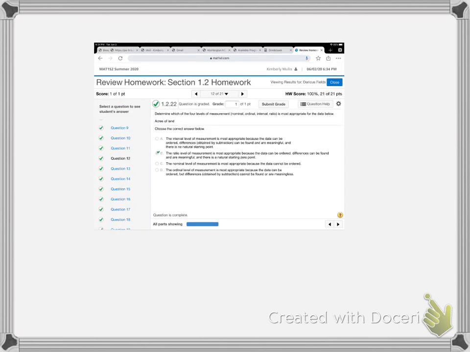Here's another example of ratio. We're dealing with acres of land. You can have 0 acres of land, 1 acre, 1.5, and so on, but you can't have any negative number of acres. Because there's no negative, it starts at 0, it has a starting point, then we're dealing with the ratio level of measurement. Again, because there is a 0 starting point.